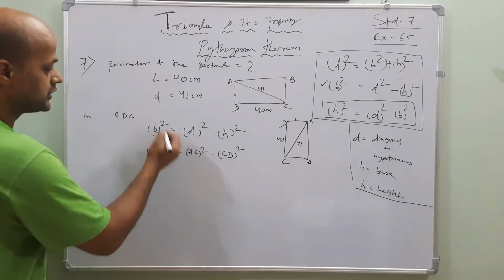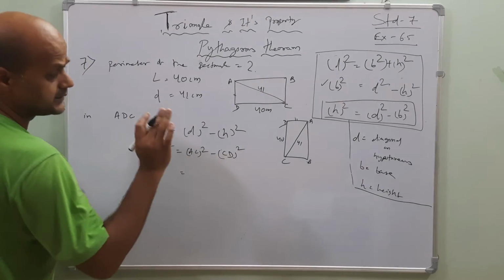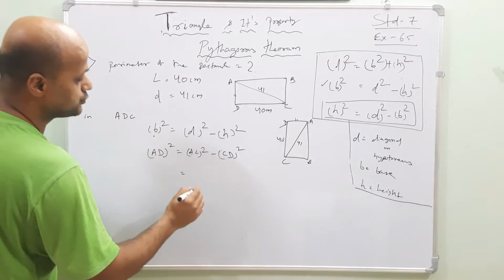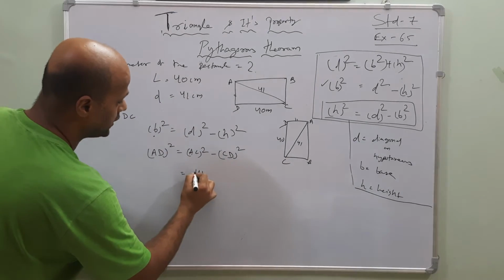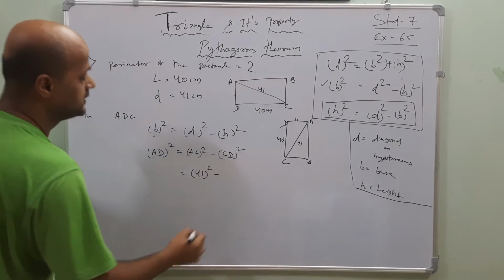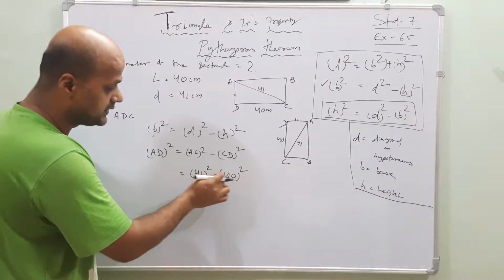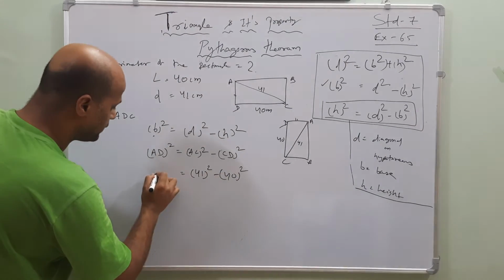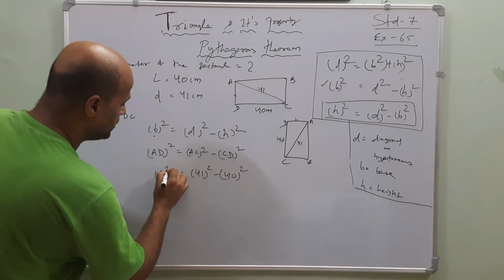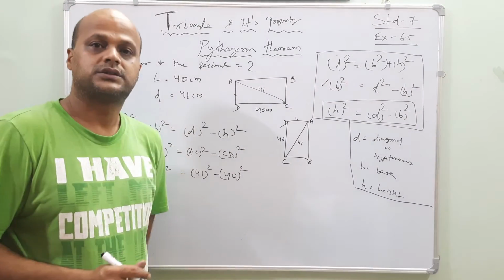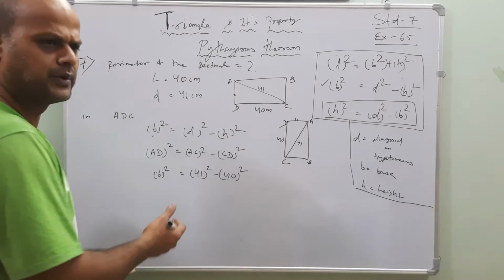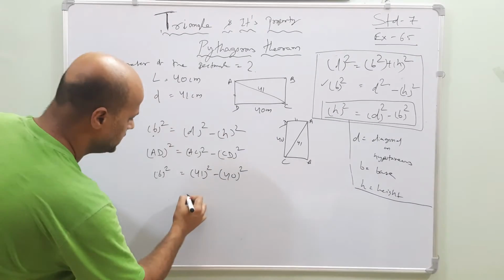Okay? So put the values now. AD is not given, so leave it. AC square is how much? 41 square minus 40 square. Remember, my dear friends, if only two consecutive numbers are there and it is asking about a square, then there is a formula. You will be studying it in the higher classes. Okay, no problem, you can find it here also. So what is the formula?